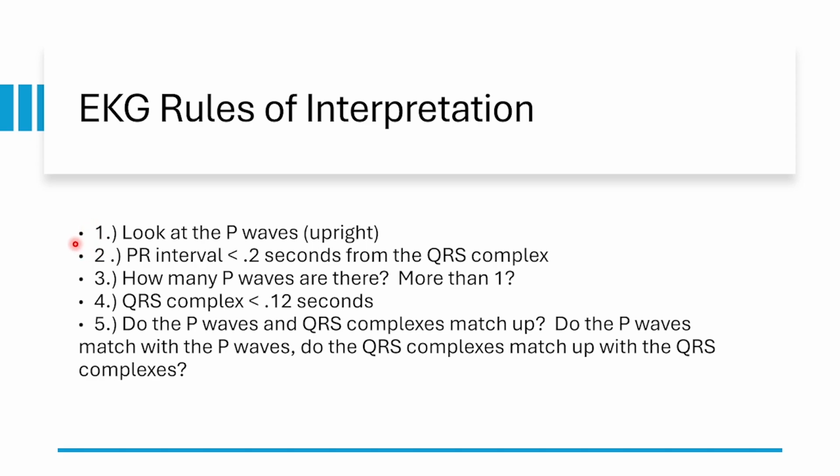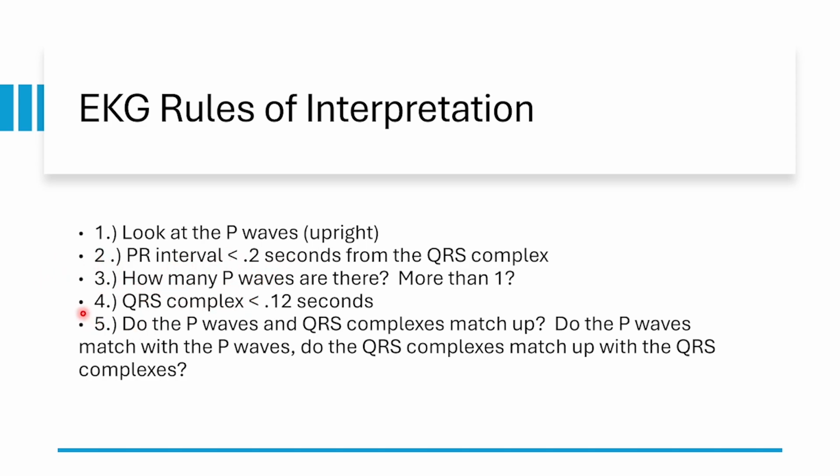Now we've talked about this before, but what we want to pay attention to here is the P waves. We want to make sure that they're upright. We want to look at the PR interval. Is it less than 0.2 seconds from the QRS complex? How many P waves are there? Are there more than one? Is the QRS complex less than 0.12 seconds? And do the P waves and the QRS complexes match up? Do the P waves match with the P waves, and do the QRS complexes match up with the QRS complexes? So a really big one here is, are there any P waves? So how many P waves are there?